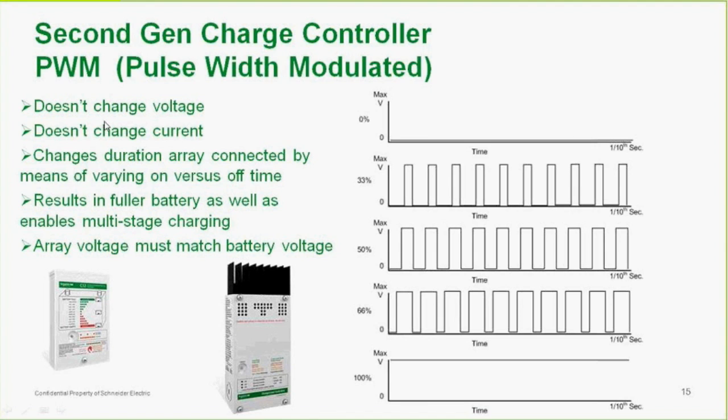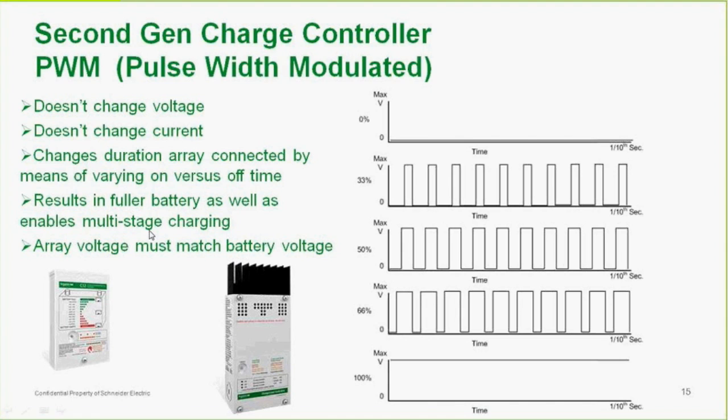Again, we can't change the voltage, we can't change the current, but we can change the kilowatt hours or watt hours delivered to the battery by means of this off time. We call that pulse width modulation. So this results in a fuller battery because we don't have to just turn it off once the batteries are full. We can actually match the loads, but it also enables multi-stage charging.